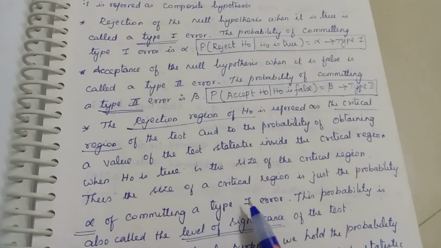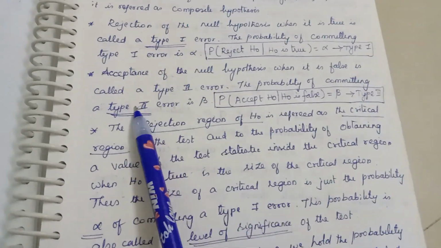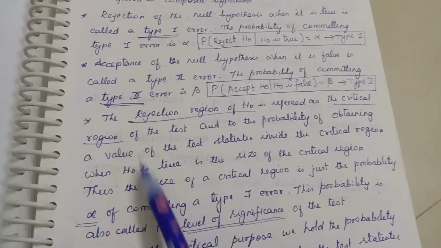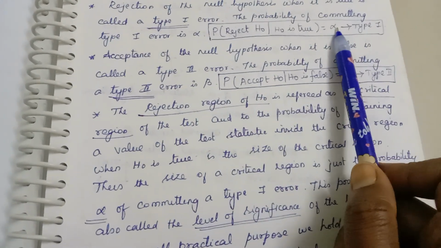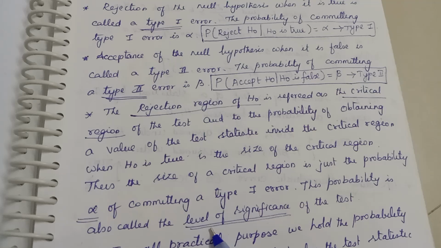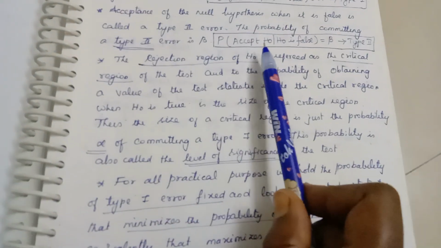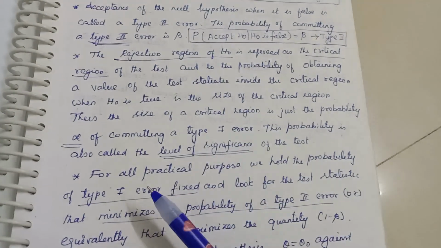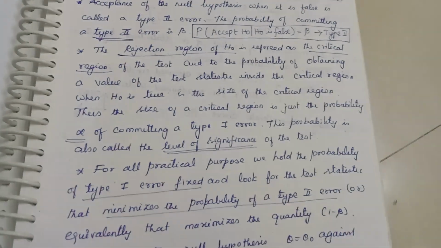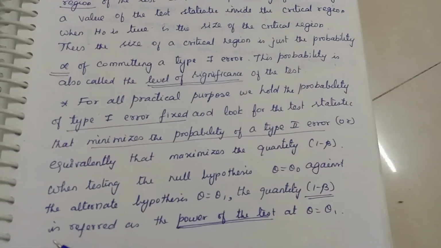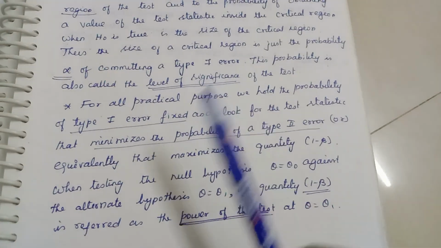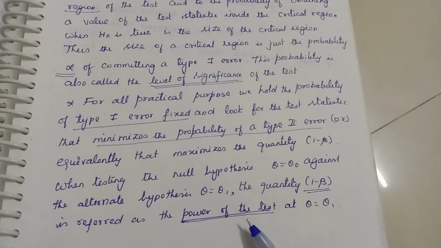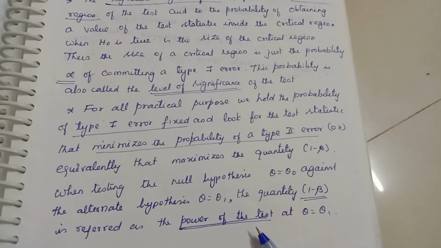So what are the things we have studied? Type 1 error, type 2 error, and level of significance. Type 1 error is rejecting H naught when it is true, and it is called alpha, also called the level of significance. Type 2 error is accepting H naught when it is false, and it is called beta. Now 1 minus beta is called the power of the test.